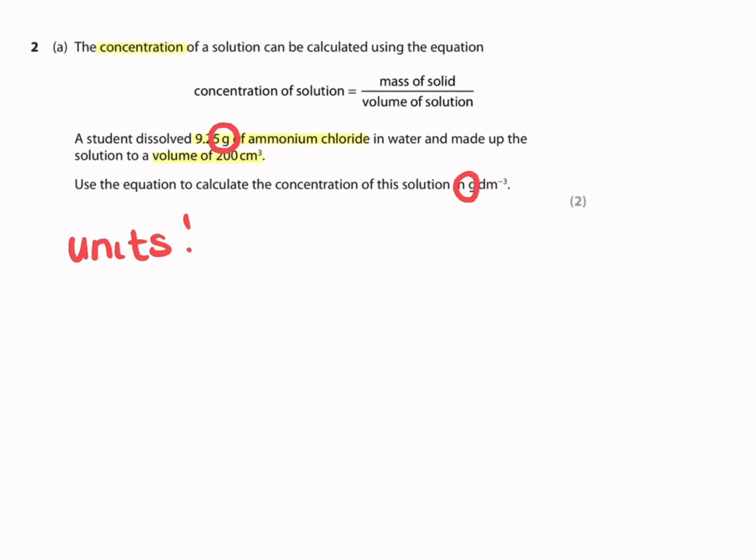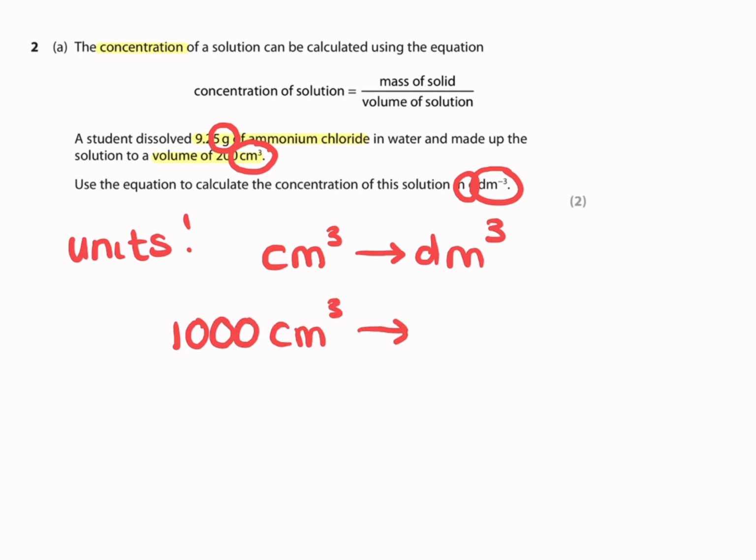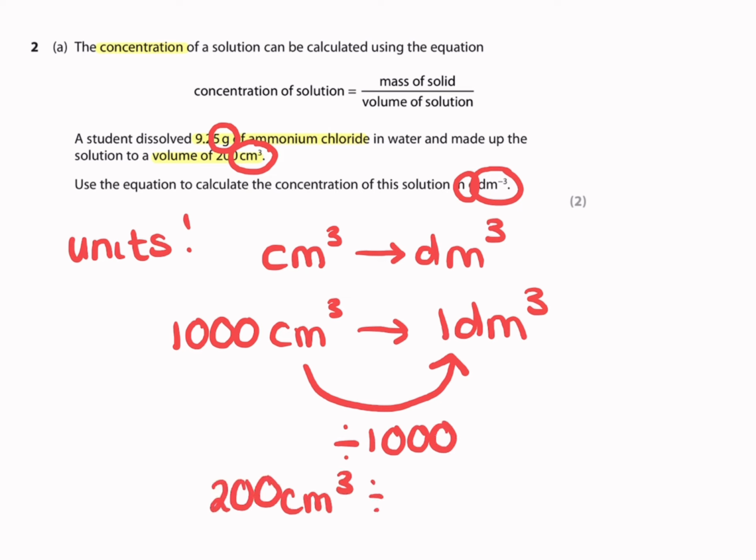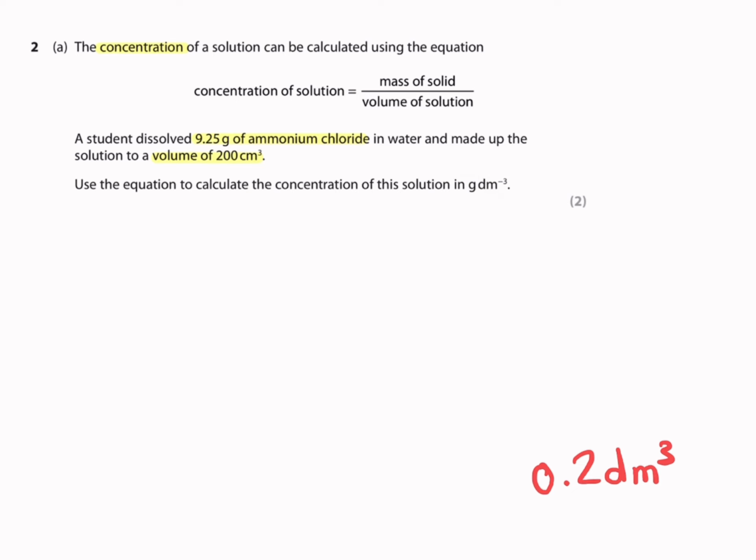Now the first thing I'm going to do is check the units. We have grams, and we have centimetres cubed and dm cubed, so we need to change that. We need to go from centimetres cubed to dm cubed. It's 1,000 centimetres cubed for every 1 decimetre cubed, so to get from centimetres cubed to decimetres cubed, you need to divide by 1,000. We're working with 200 centimetres cubed. Divide that by 1,000 so that we have it in the correct unit, and we've got 0.2 decimetres cubed. That's the volume that we're going to be working with.